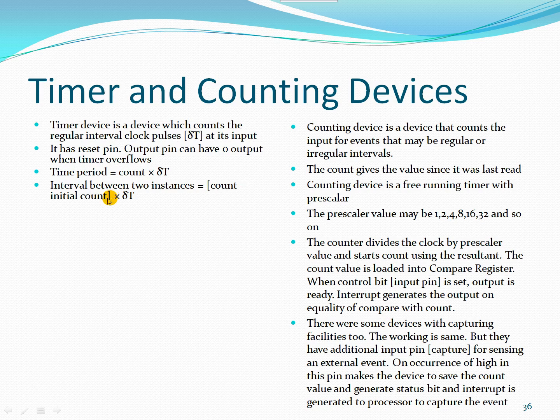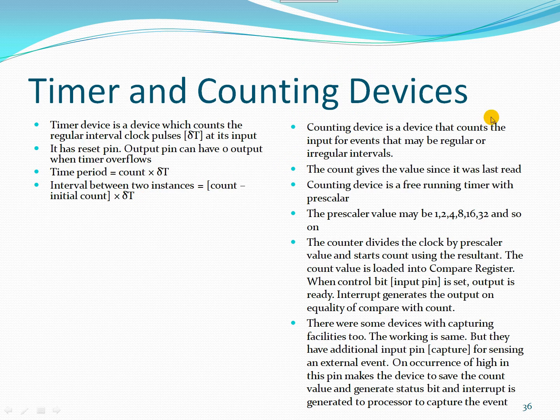So the interval between two instances can also be calculated, given that maximum count, and we will have the initial count, because the timers are going to be updating at every instant of time. So the value of the initial count will always be 0. So the count minus the initial count, multiplied by a particular del T value, will give the interval between the two instances. So this interval between two instances can be applicable to the counting device also.